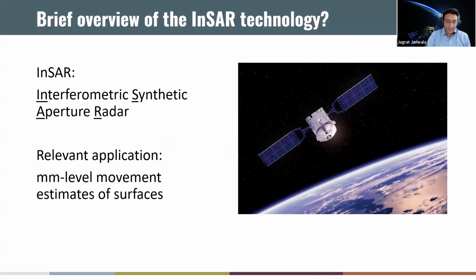So underlying technology. What is InSAR? InSAR is an abbreviation for interferometric synthetic aperture radar. The SAR aspect corresponds to the satellites, usually moving in polar orbits, north to south, south to north. They capture data, and that data is then processed through a process called interferometry, which essentially converts this SAR data into millimeter level movement estimates. It is this property that is very relevant for civil engineers.